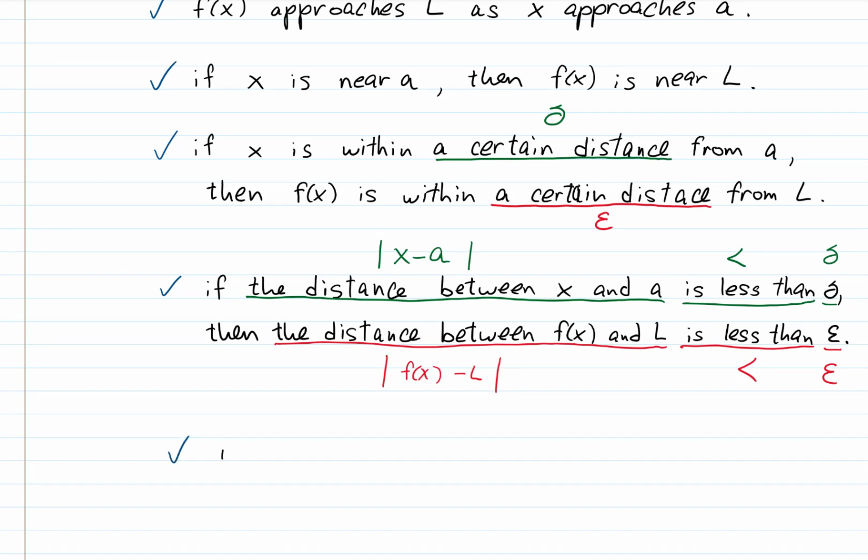I say, if the distance between x and A is less than delta, then the distance between f of x and L will be less than epsilon. Oh, that's the exact same sentence, same words as what is right above it, but it's much, much shorter to write because I'm using some symbols in place of words. Okay, very good. Let's pause for a moment right there and let's look at a picture.